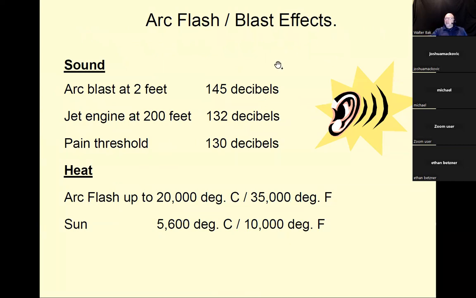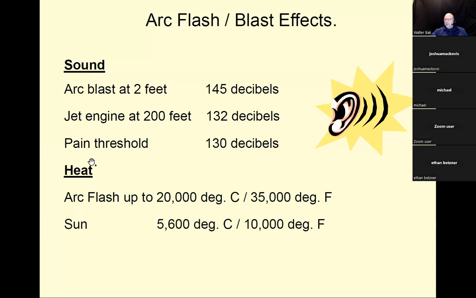All right, arc flash blast effects. It's an explosion, all right, so you can have the sound. The arc blast at 2 feet, excuse me, can reach about 145 decibels. Let's see here. A jet engine at 200 feet. 200 feet is not that far, right? It's about 132 decibels. So you can compare these two, right? And the pain threshold, where the volume is so loud that it is actually causing you physical pain, the threshold is 130 decibels, right?